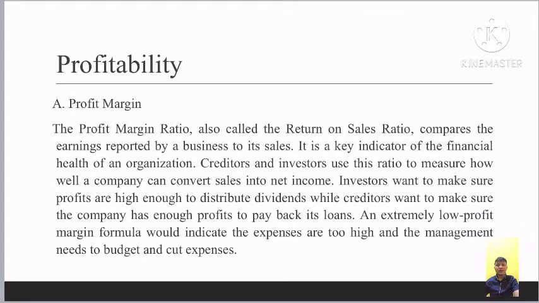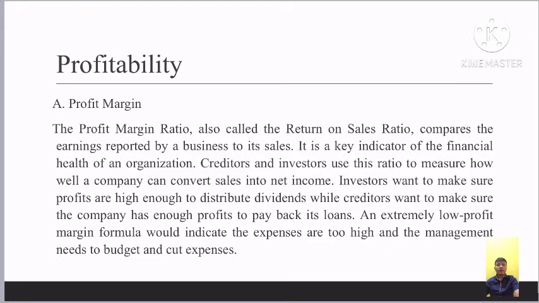The next slide is profitability. The first, profit margin. The profit margin ratio, also called the return on sales ratio, compares the earnings reported by a business to its sales. It is a key indicator of the financial health of an organization. Creditors and investors use this ratio to measure how well the company can convert sales into net income. Investors want to make sure profits are high enough to distribute dividends, while creditors want to make sure the company has enough profits to pay back its loans.